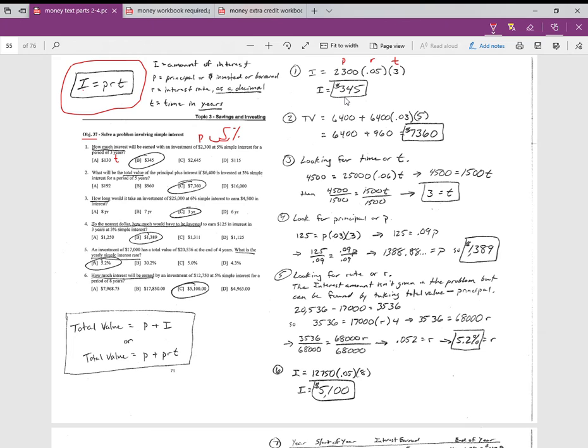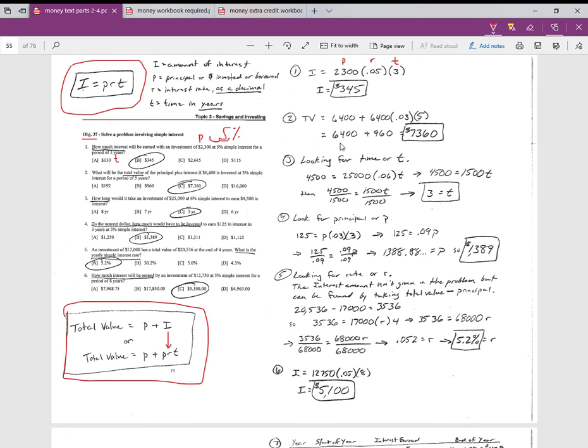Number 2 is just a little bit different. It says, what will be the total value of the principal plus interest if $6,400 is invested at 3% simple interest for a period of 5 years? So it's basically the same problem, but with one little extra thing. Down in this box, I put what you do if it asks for total value. All you do is the same problem. You figure out your I, which is PRT from above. Then when you find that, you just add the principal back to it.